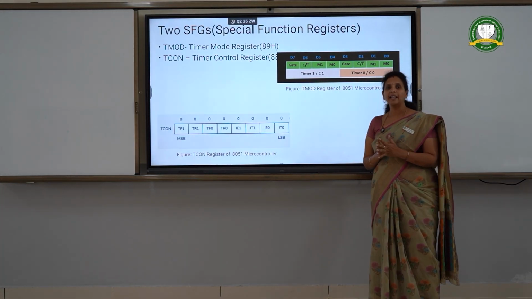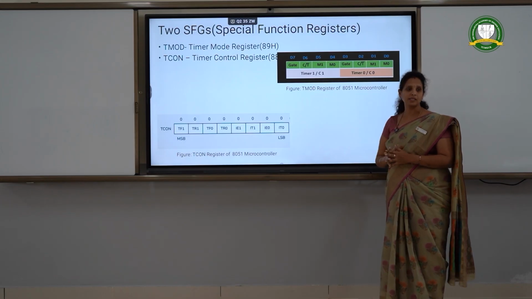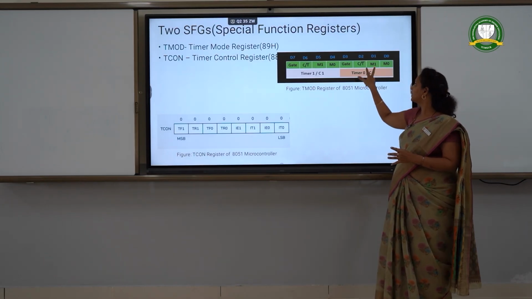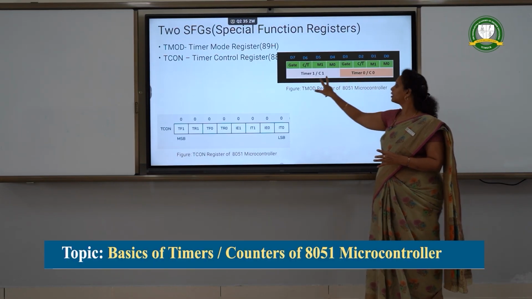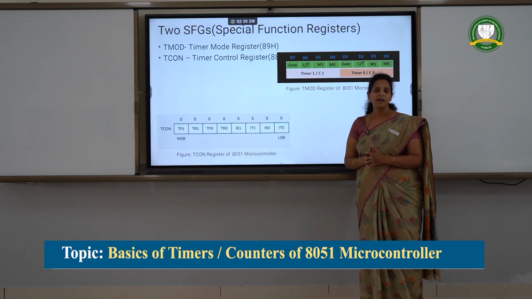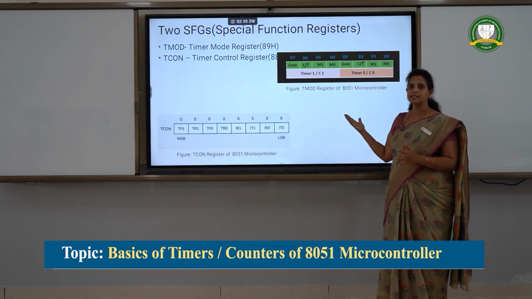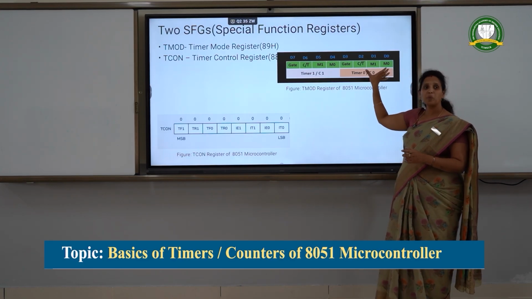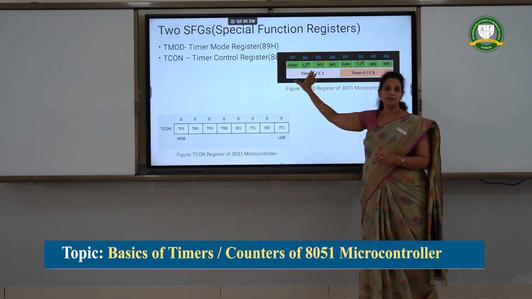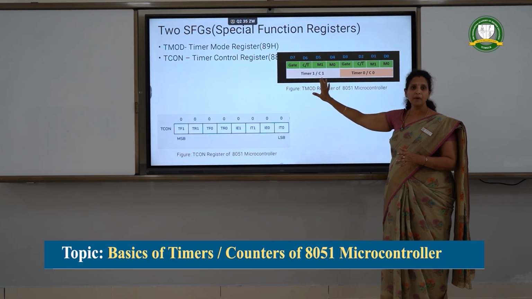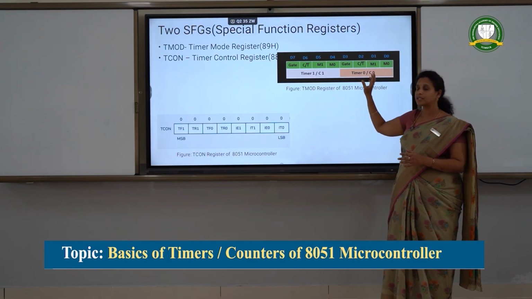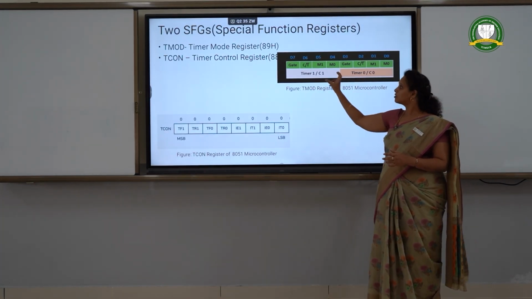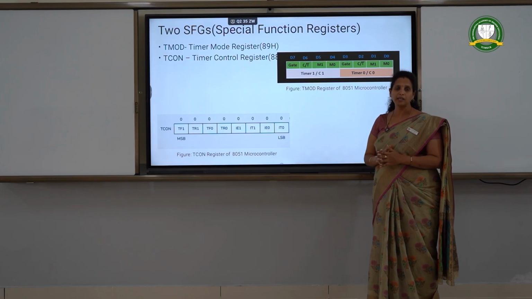There are basically 8 bits present in the TMOD register. The upper 4 bits are dedicated for timer 1 and the lower 4 bits are dedicated for timer 0. As we can clearly see in the slide showing the bits of the TMOD register, the lower 4 bits are very much similar to the upper 4 bits. The action is also the same, but the action of the lower 4 bits is for timer 0, and the action of the higher 4 bits is for timer 1.